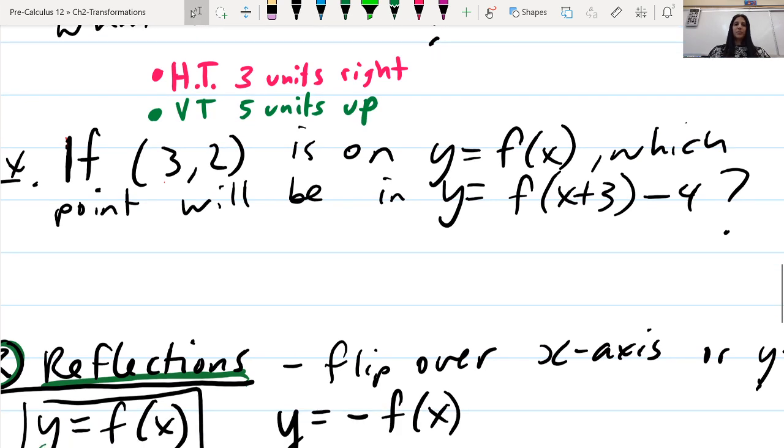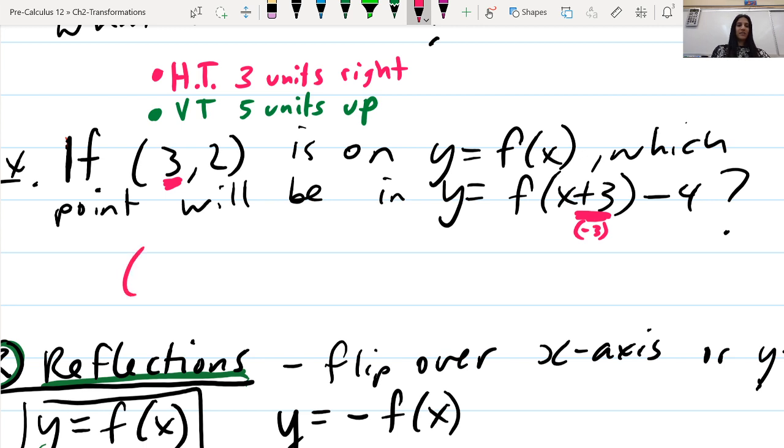Okay, if the point (3, 2) is on y equals f of x, which point will be on y equals f of x plus 3 minus 4? Okay, so let's set it up in a similar way. This is our x value. I'm underlining it in pink. And out of this equation, I want to look at what impact this is having on my x values. If my equation says f of x plus 3, I want to do the opposite with the x value, so I actually want to subtract 3 from it. I'm going to put that in brackets there.